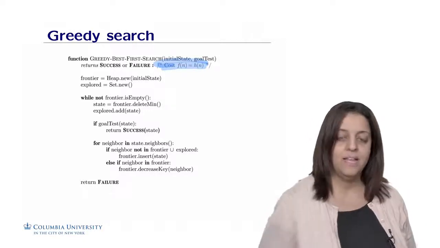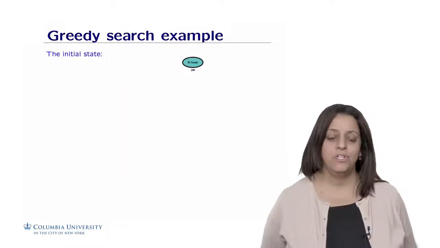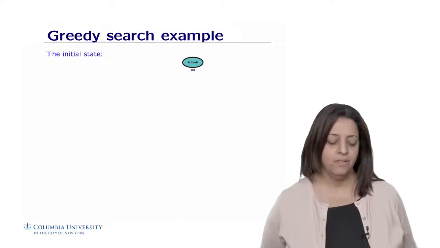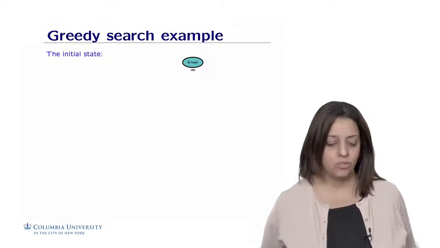Let's check it on the example of the map. Let's see how the greedy search algorithm works on the example with the map. Starting from Saint Louis, we want to go to Sault Ste. Marie.